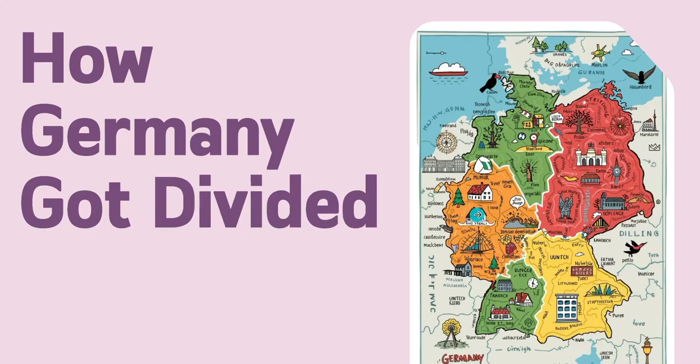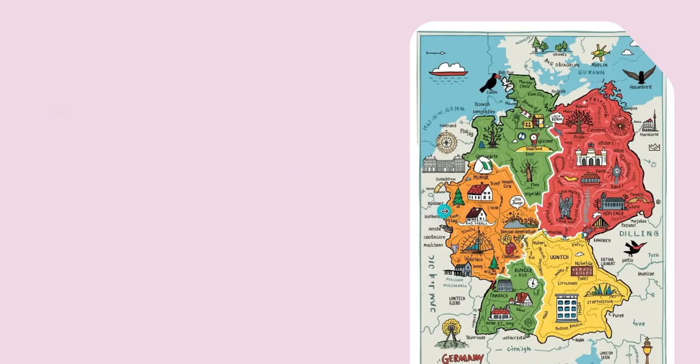Okay, now let's discuss how Germany got divided. I think all of you are familiar with Germany. Germany was one of the largest and most powerful countries in Europe, but after the Second World War, Germany became so weak. Now let's discuss that.